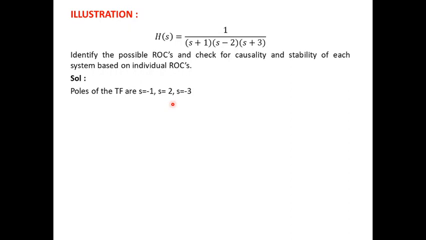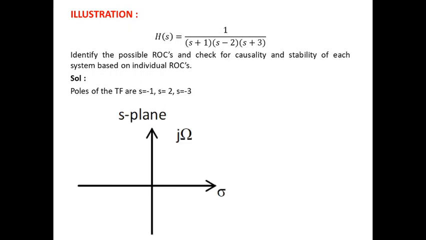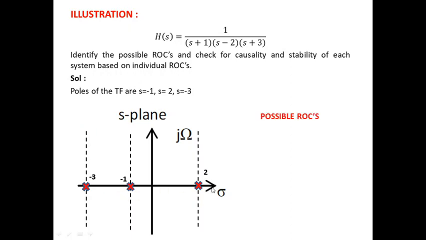As we have seen under the properties of ROCs, let us first plot the poles minus 3, minus 1 and 2. Now, what are the possible ROCs? If the given signal is a right-sided signal, the ROC will be to the right of the rightmost pole. Hence, the first possible ROC is real part of s greater than 2. The second one is, if the given signal is a left-sided signal, the ROC will be to the left of the leftmost pole, which is real part of s lesser than minus 3.